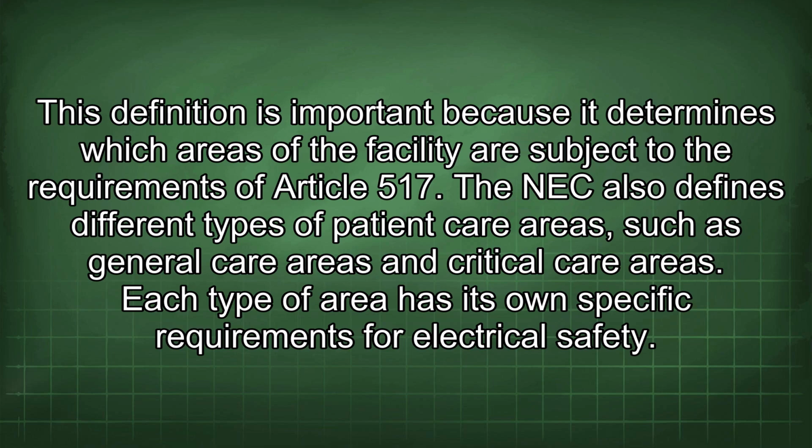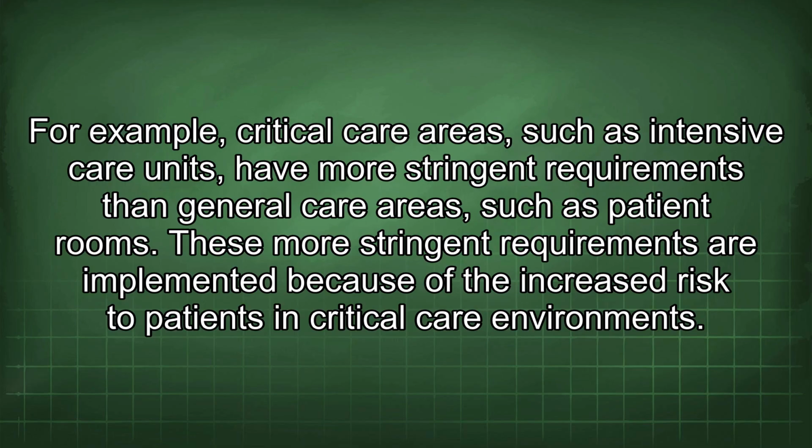The NEC also defines different types of patient care areas, such as general care areas and critical care areas. Each type of area has its own specific requirements for electrical safety. For example, critical care areas, such as intensive care units, have more stringent requirements than general care areas, such as patient rooms. These more stringent requirements are implemented because of the increased risk to patients in critical care environments.